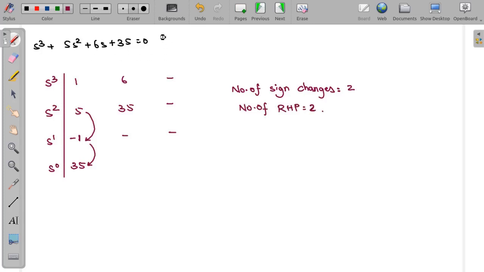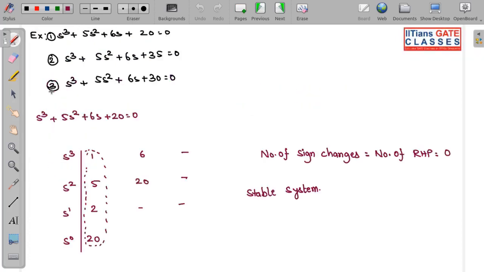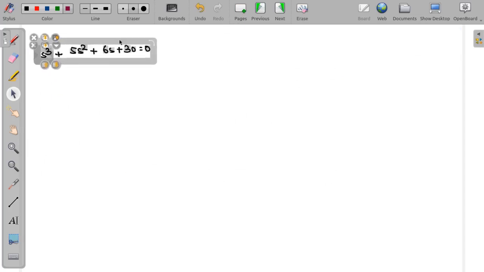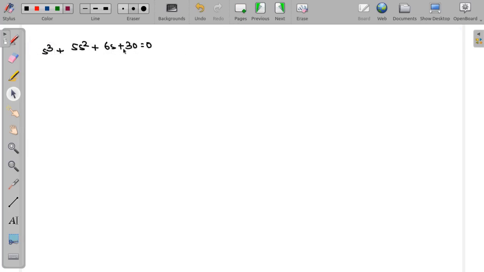Okay. So in the next example, example number 3, our characteristic equation looks like this: s cube plus 5s square plus 6s plus 30. So let us construct the route table. So this will be s cube, s square, s to the power 1, s to the power 0. So this will be 1, 6 blank, and this will be 5, 30 and blank.